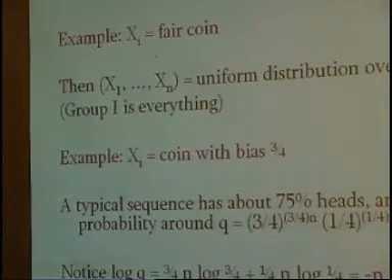Now let's look at a biased coin. Suppose we look at a coin with bias 3/4. In this case, when you flip a lot of coins, you're going to find that in the end, about 3/4 of them are heads.